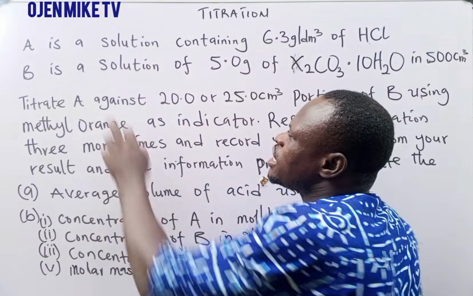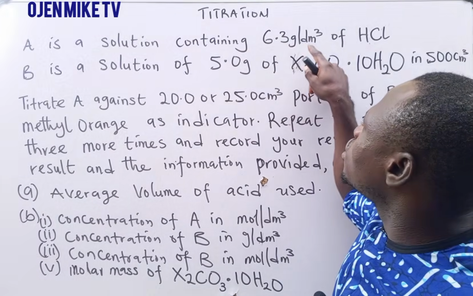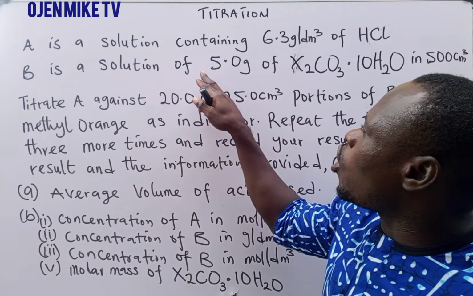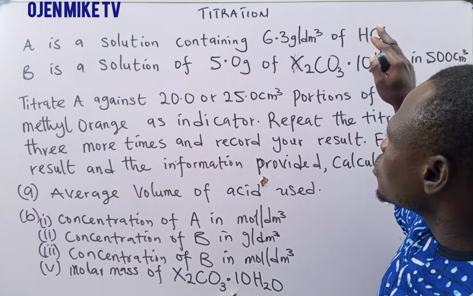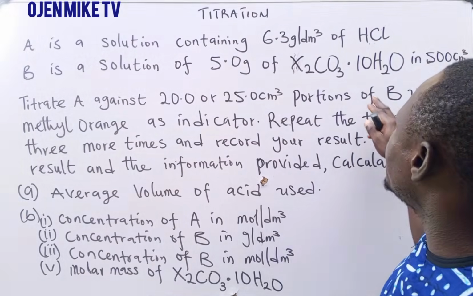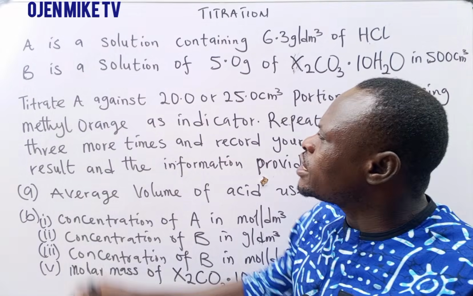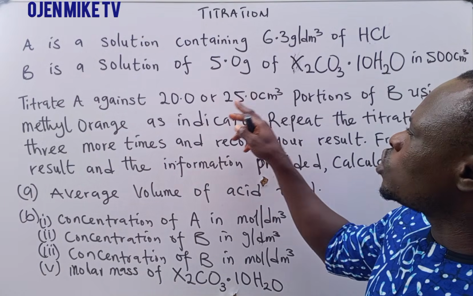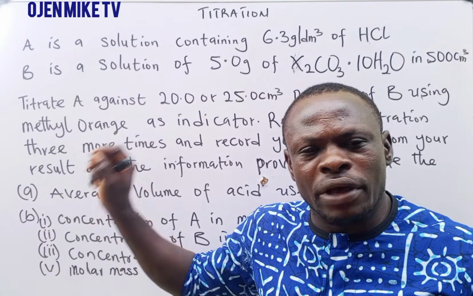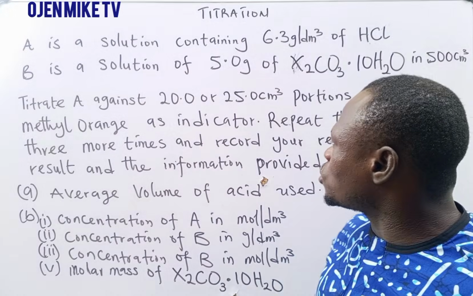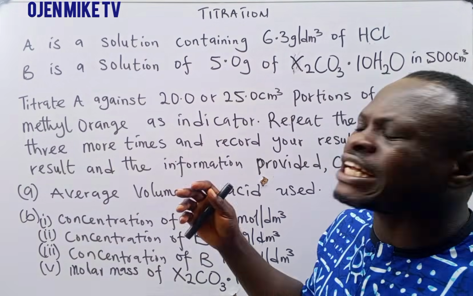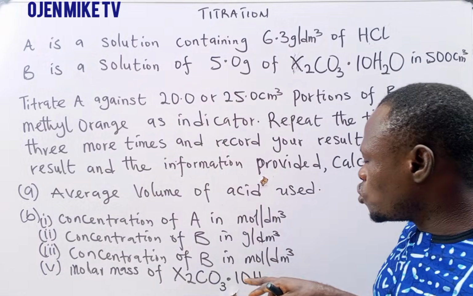A is a solution containing 6.3 grams per dm cube of HCl. B is a solution of 5.0 grams of sodium trioxocarbonate decahydrate in 500 cm cube. Titrate A against a 25 cm cube portion of B using methyl orange as indicator. Repeat the titration 3 more times, 3 consecutive times.